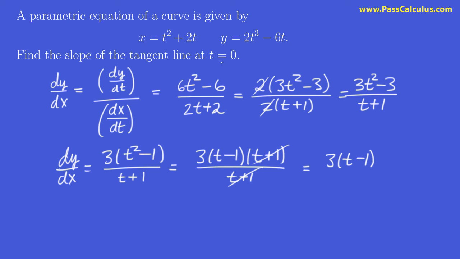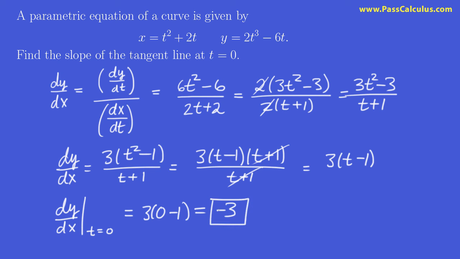Now it's easy to find the equation of the tangent line at any value of t. We just replace t, so dy/dx when t is equal to 0 is simply going to be 3 times 0 minus 1, which is negative 3. So that's the slope of the tangent line when t is 0. Way back here we could have put t equals 0 in there as well, and we would have got negative 6 over 2, which is also negative 3, but I just wanted to take the opportunity to practice a little bit in simplifying expressions.